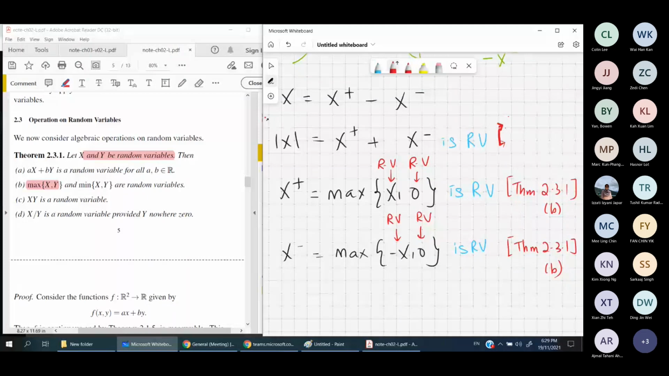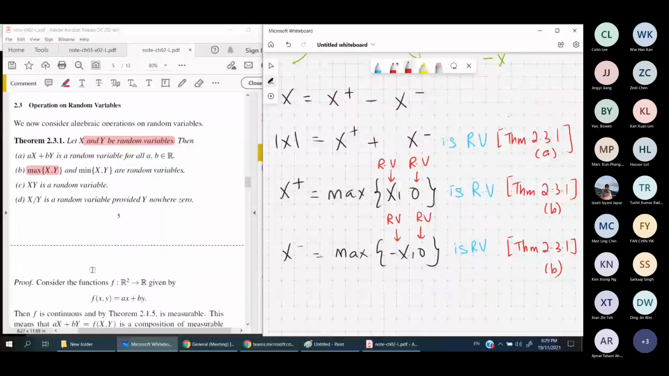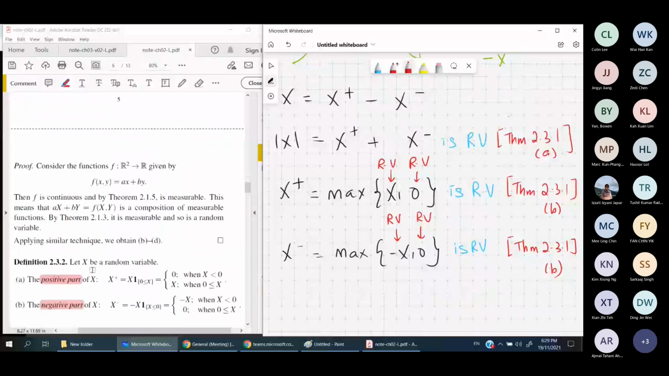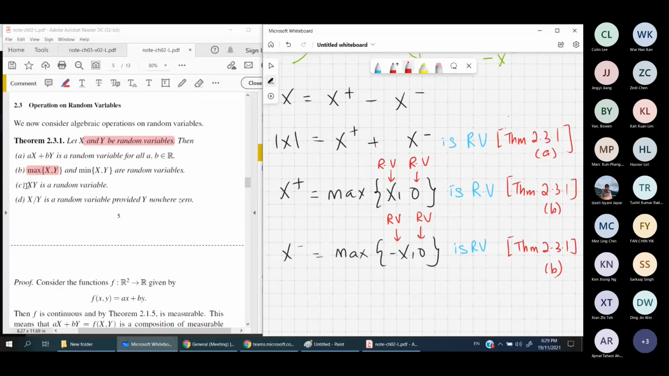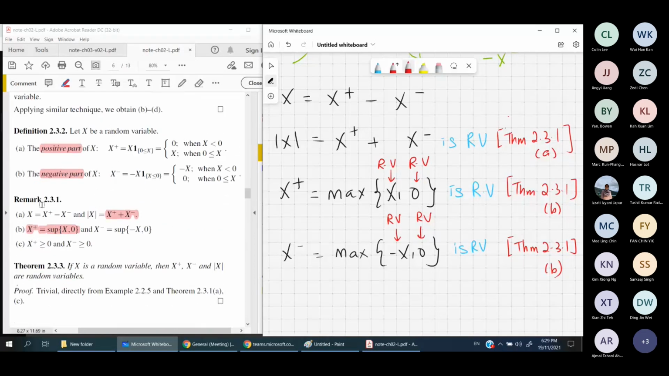So by using theorem 2.3.1, but we are using part A. So from this argument, we can see if x is a random variable, then x plus, x minus and modulus x are also random variables. So the argument is directly from theorem 2.3.1 A and C. Why part C? Oh, okay, doesn't matter. So this is okay.